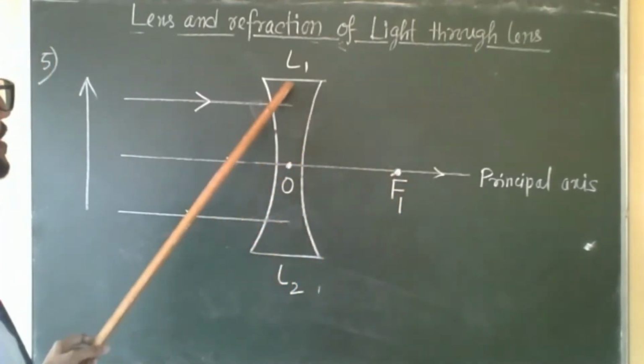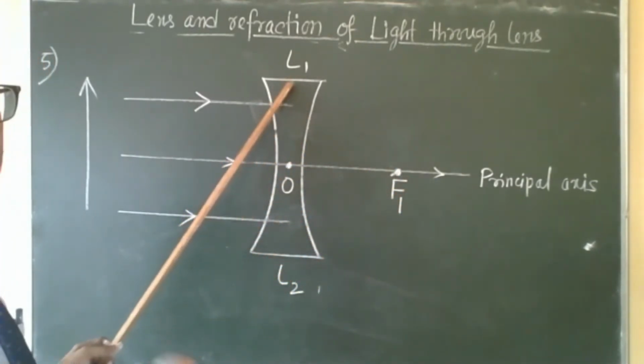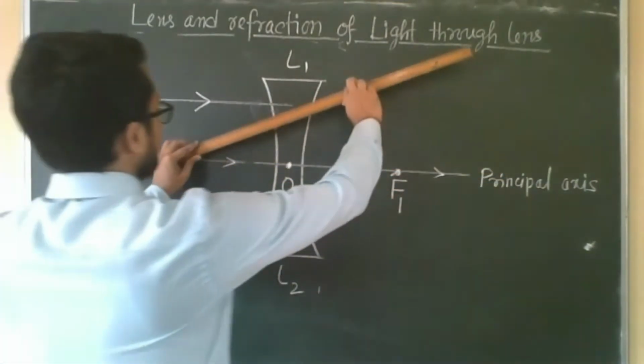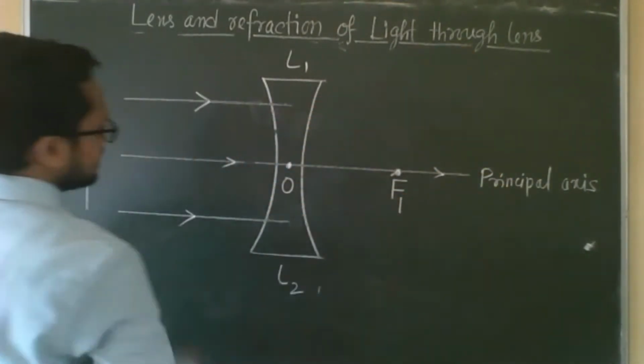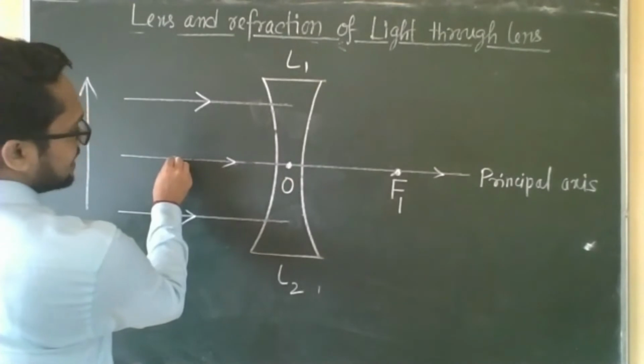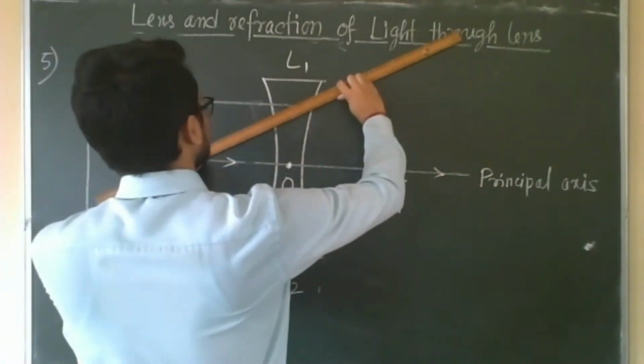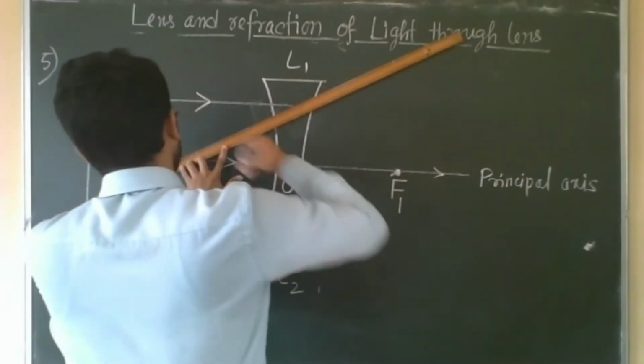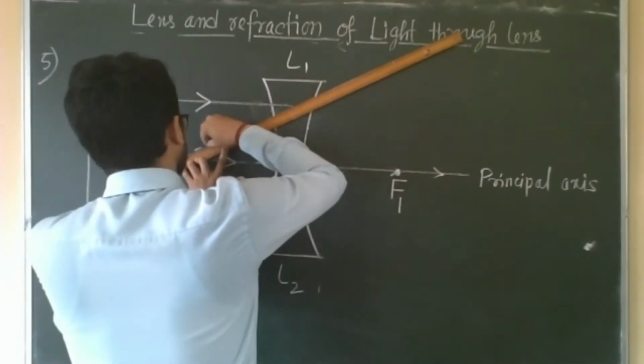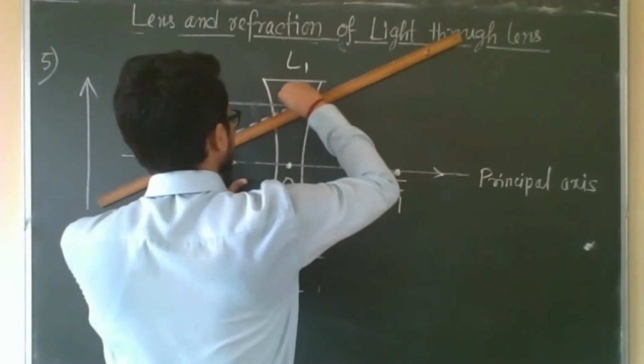This is a concave lens. That means a diverging lens. So after refraction, the ray will diverge. Diverge means they will go in this direction, right? They will not meet on the principal axis.